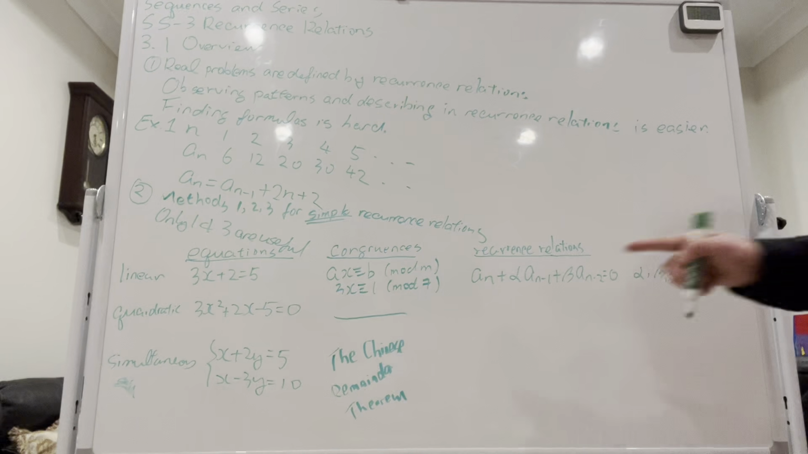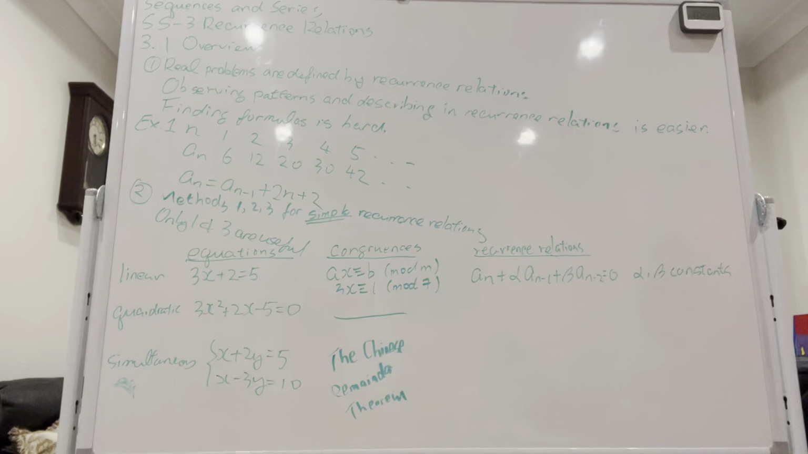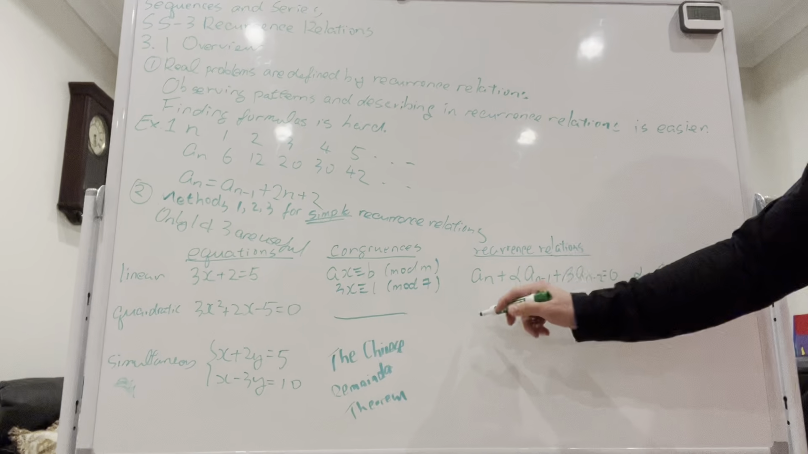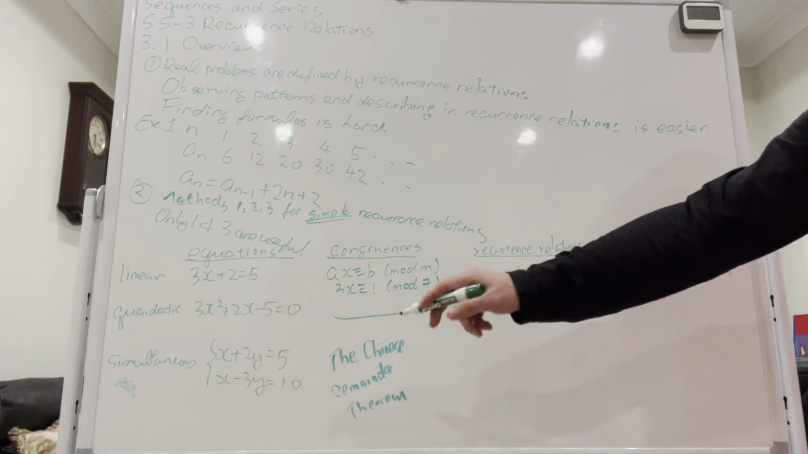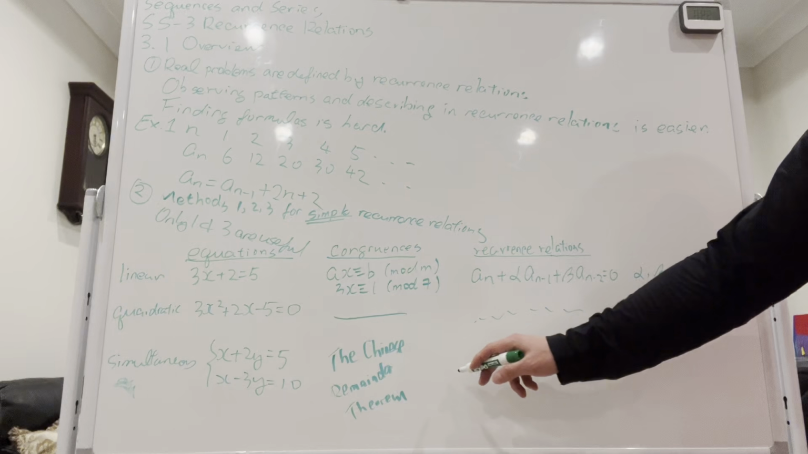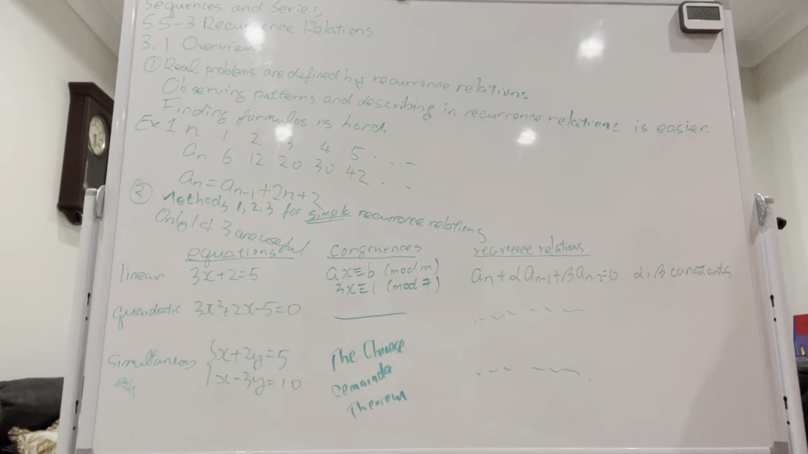Then n and m, then the subscript is n. Apples and oranges. Okay, so we are not doing crazy things like quadratic recurrence relations. We are also not doing crazy things like simultaneous recurrence relations.